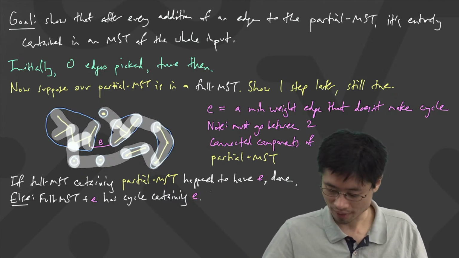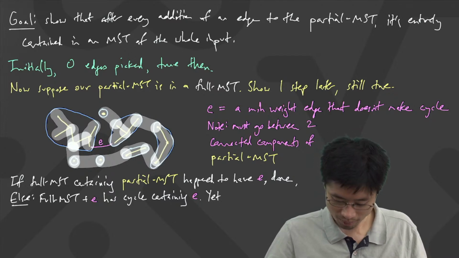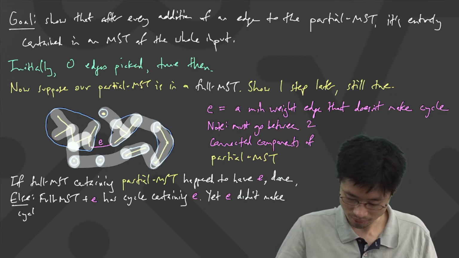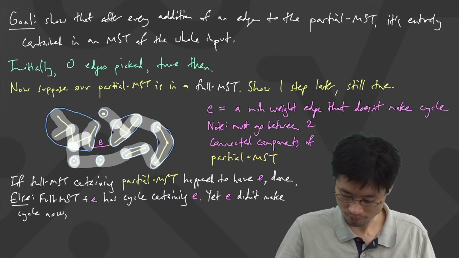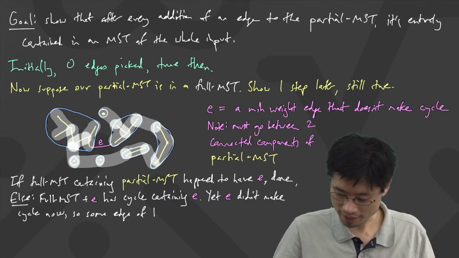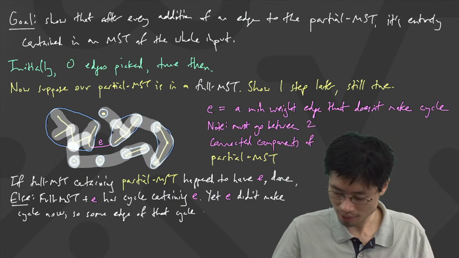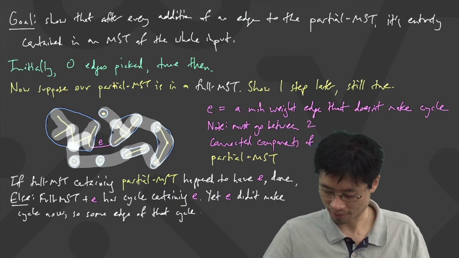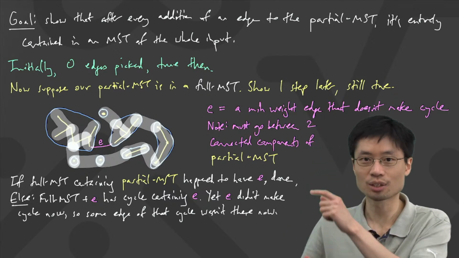Has a cycle containing E. Yet, E didn't make a cycle now. So some edge of that cycle wasn't there, just like wasn't there at the time of E. Wasn't there now. Okay, that's the one you swap.